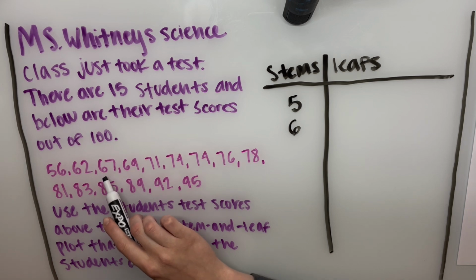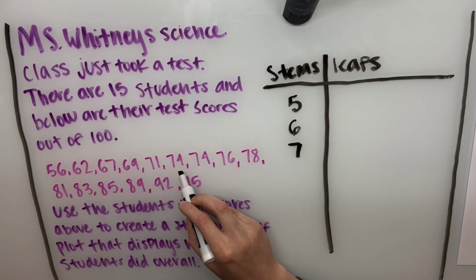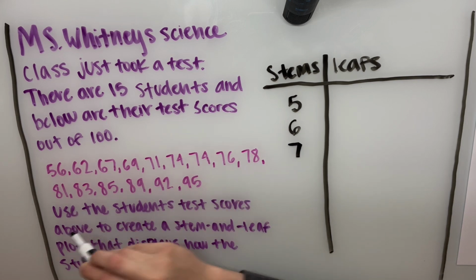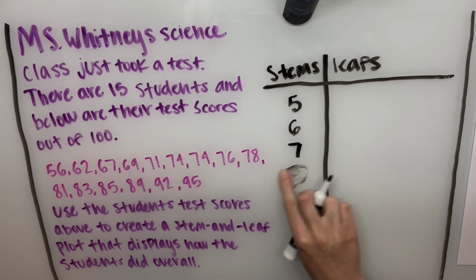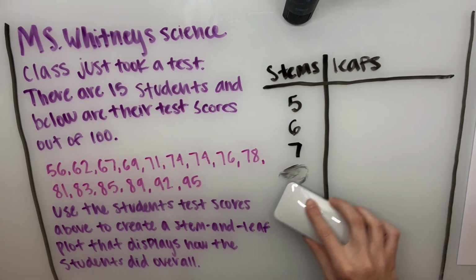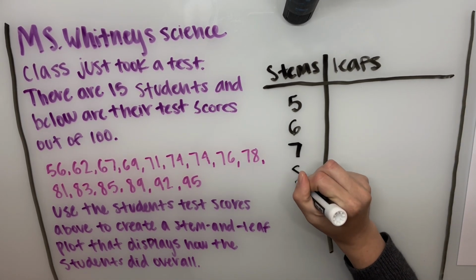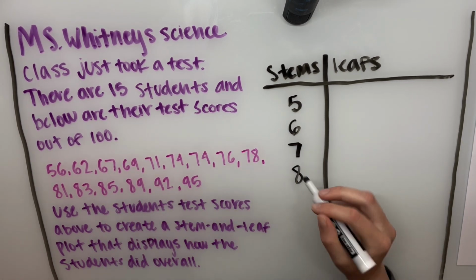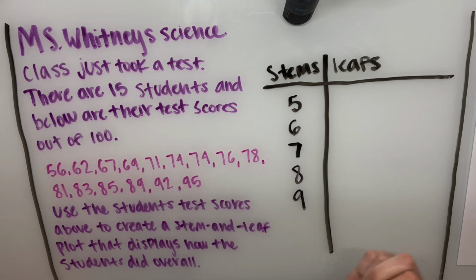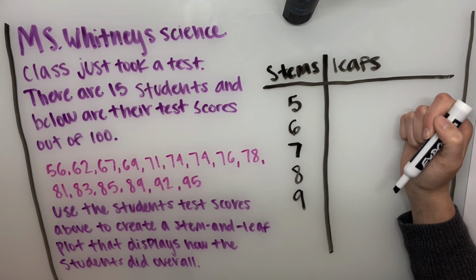So another 6, 7, 7, 7, 7, 7, 8, oh, that 8's a little, sorry about that. Okay, 8, 8, 8, and then 9, and another 9. So our stems are 5, 6, 7, 8, and 9.